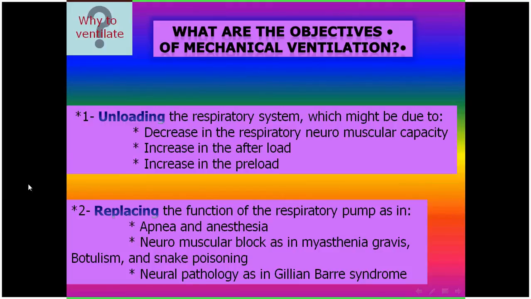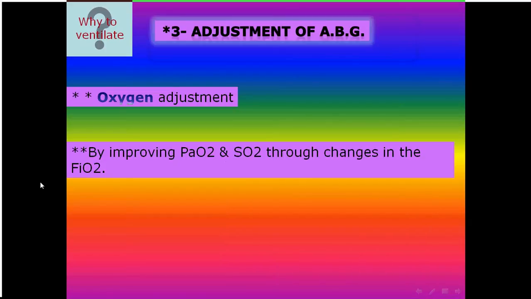What are the objectives of mechanical ventilation? So why do you ventilate the patients? To unload the patient. For this patient with severe spasm and weak muscles, we have to assist him. There is an increase in the afterload, and at the same time there is an increase in the preload. In this case, there is an increase in the afterload for these patients, and you have to unload him. Or sometimes the patient becomes apneic, so you have to put him on the ventilator.